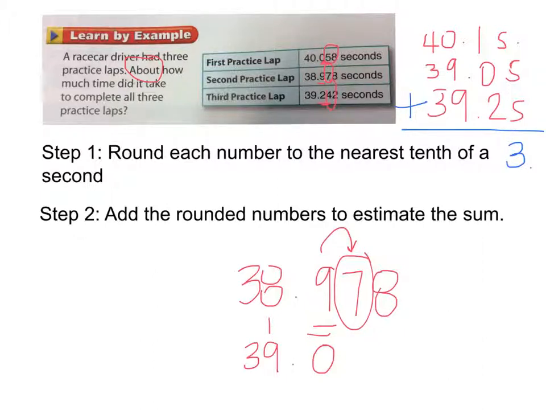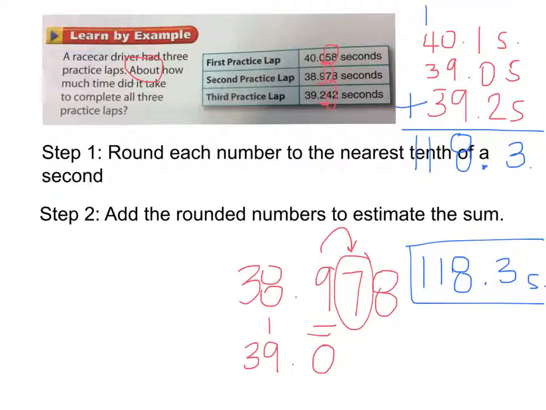0 ones plus 9 plus 9. 0 plus 9 plus 9 is 18. Okay, so that's 8. Carry the 1. 1 plus 4 plus 3 plus 3 is? So how many seconds did it take him? About how many seconds did it take him to do all 3 laps? Good. 118 and 3/10 of a second.